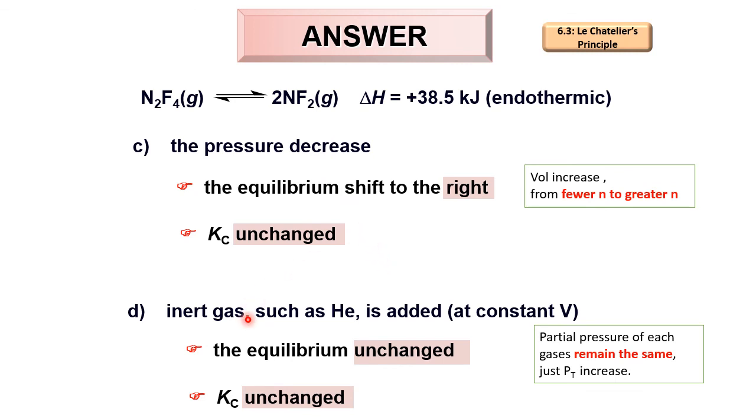D. An inert gas such as helium is added at constant volume. At constant volume, only the total pressure will change. The total pressure will increase, but the partial pressure of each gas remains the same. So the equilibrium is unchanged and the Kc value is unchanged as well.